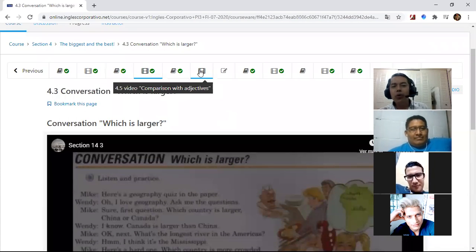Okay, for tomorrow, we're going to check comparison with adjectives, comparatives and superlatives, right? This is a very interesting topic because we always have this problem with adjectives. In Spanish, we say, es más largo, es menos largo, right? But in English, they change the adjective. Ellos cambian los adjetivos, right? So tomorrow. And for today, I have some quiz words for you, right?